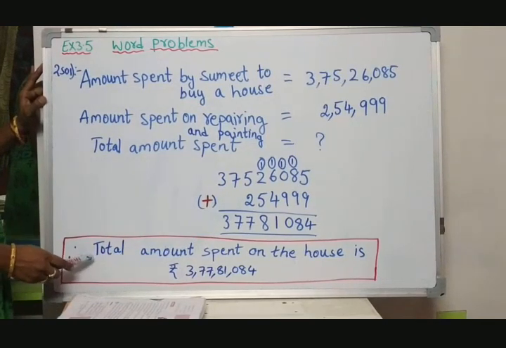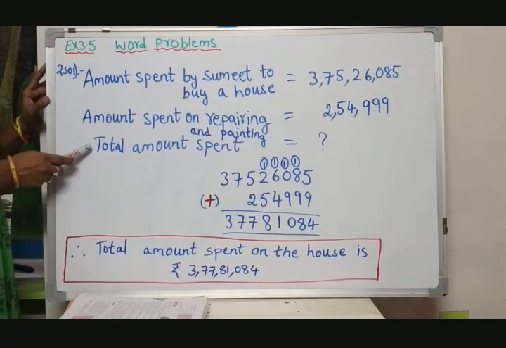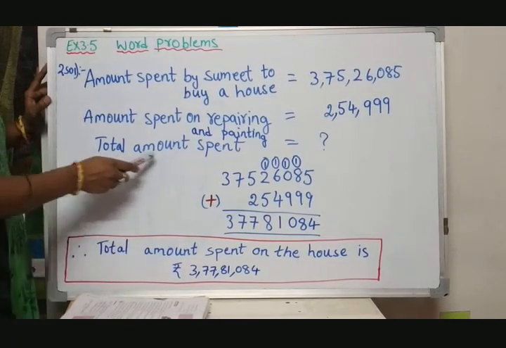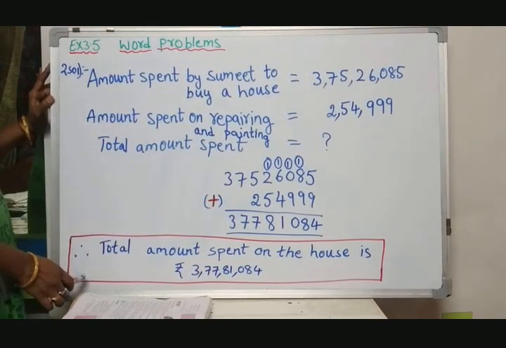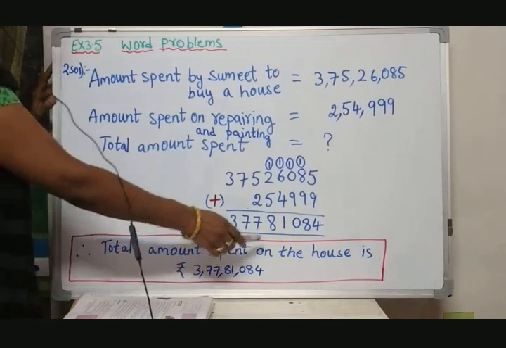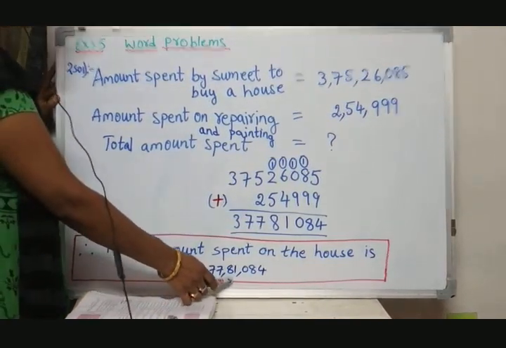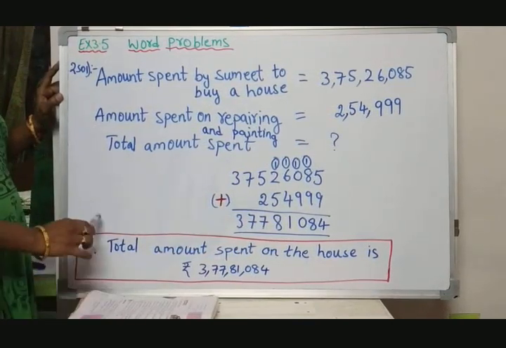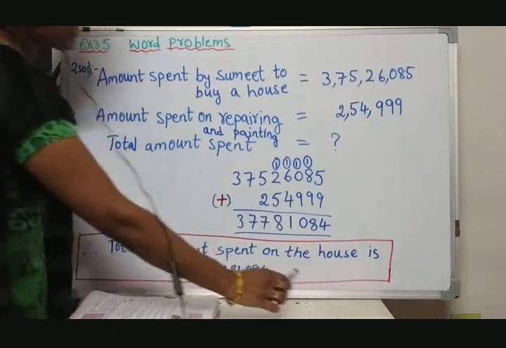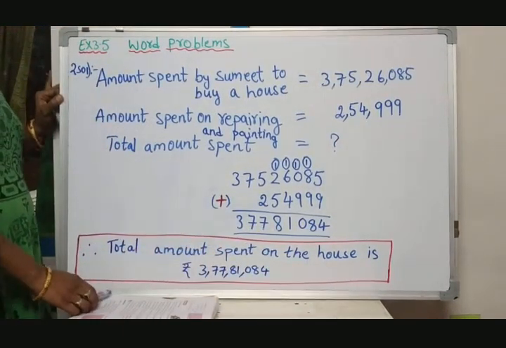The therefore statement will be nothing but the third statement which you write in the story sum. Here, what have we written? Total amount spent. So we should start the therefore statement with total amount spent on the house is rupees 3 crores 77 lakhs 81,084, and it is very important to put it in a rectangular box using your color pencil. It carries half mark.